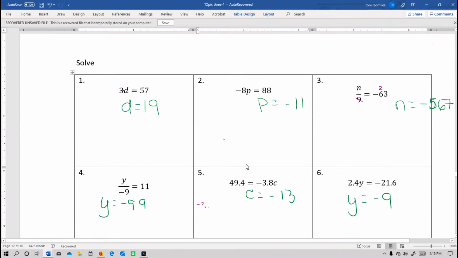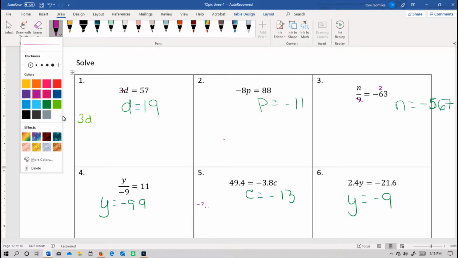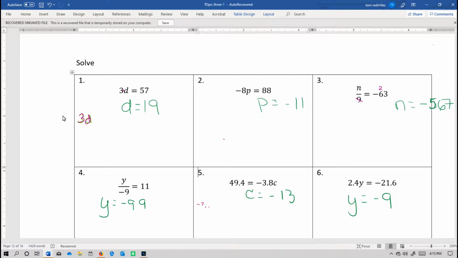Let's get started. So in this one, you'll see I already put that little dot there. 3 is being multiplied to the d, so the opposite operation would be to divide. What I do to one side, gotta do to the other side. Gotta be fair to that equal sign. It means to be equal. So we gotta follow those rules of equality. All right. And 3 goes into 57 19 times.